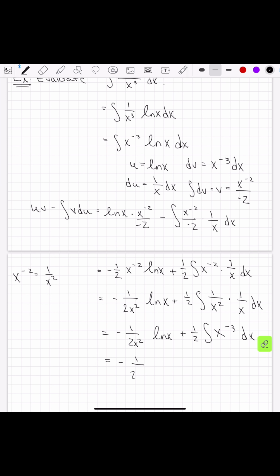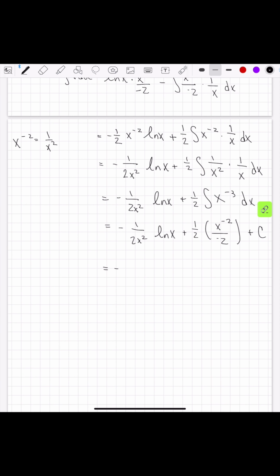So this is -1 over 2x squared ln of x plus 1/2, and then we add 1 to the exponent and divide by the new exponent. We need our plus c since we don't have bounds, and this is -1 over 2x squared ln of x minus x to the -2 over 4 plus c. And then we can bring the x to the -2 down as well. So this is -1 over 2x squared ln of x minus 1 over 4x squared plus c. And that is the final answer.